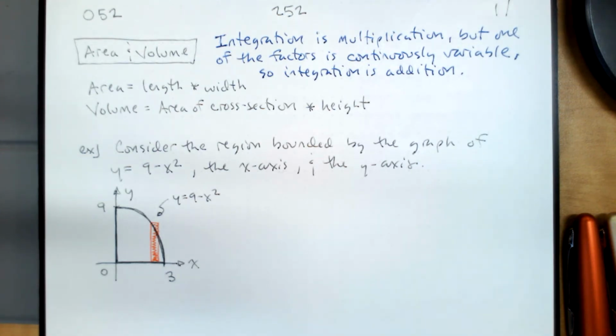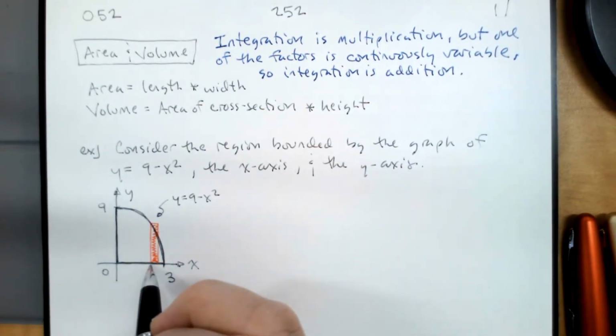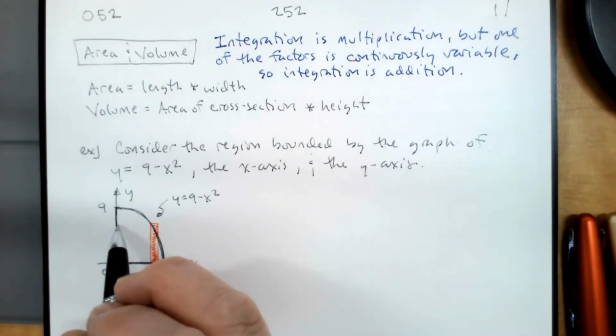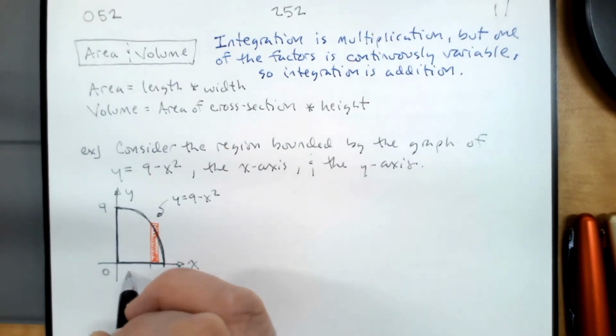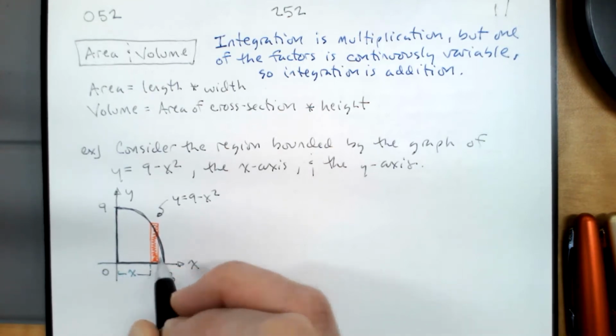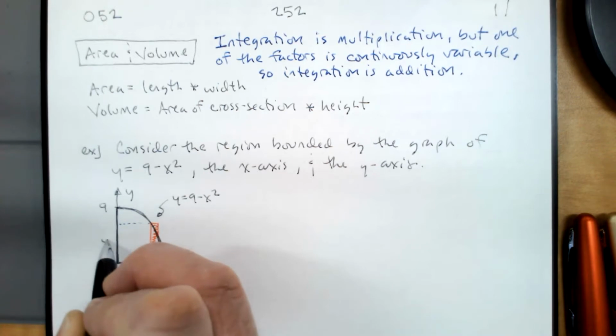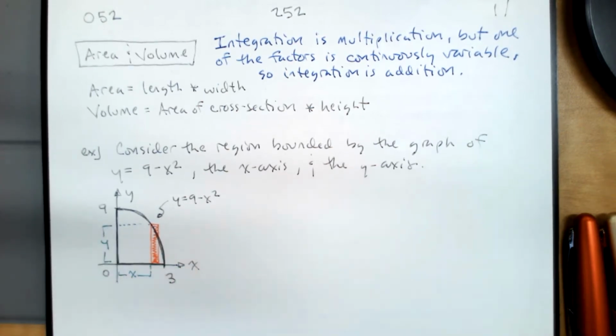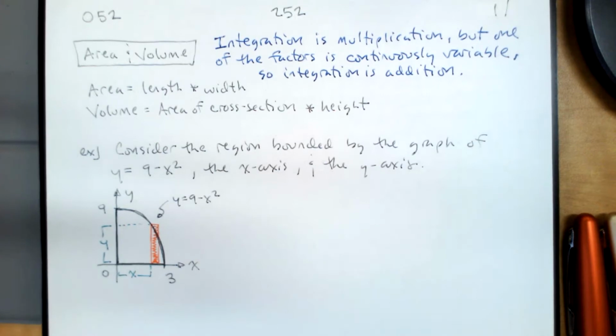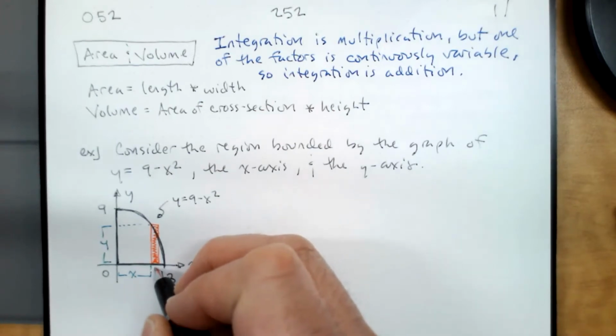So for any value x, I have a different height. For every value of x, I have a different height y. For every one of these values, I have a different height y. That means I don't get to use multiplication, so we'll use our calculus thinking. And I'll say for a little change in x, the height won't change that much. So I'm just going to assume that the height remains constant for some small change, delta x.